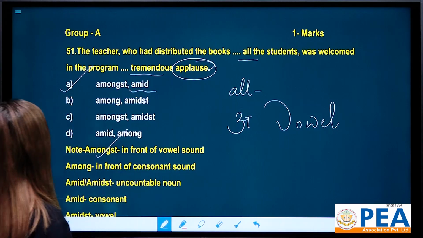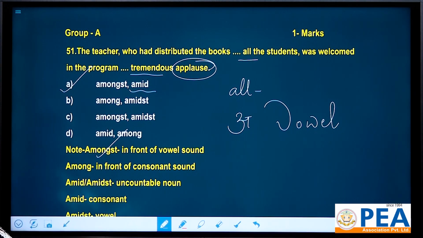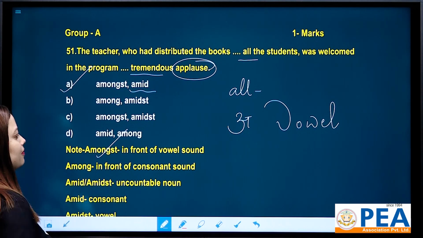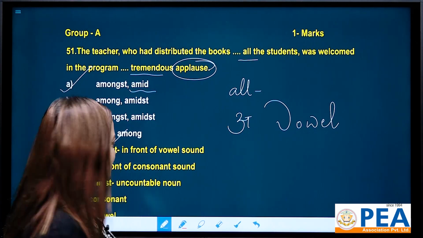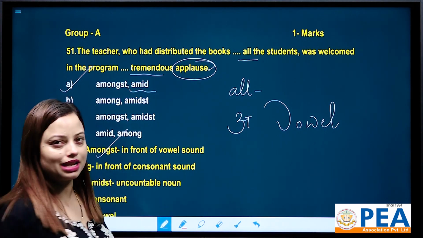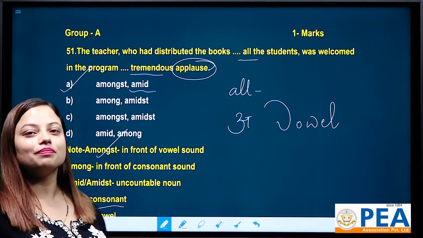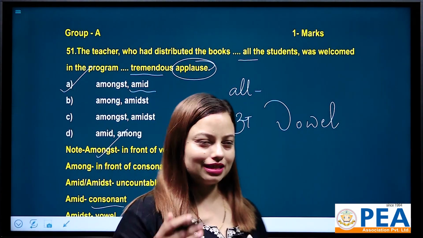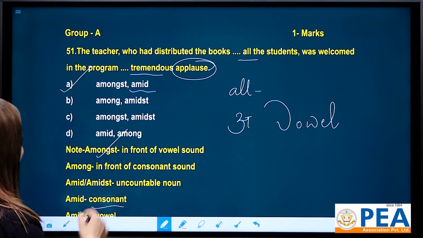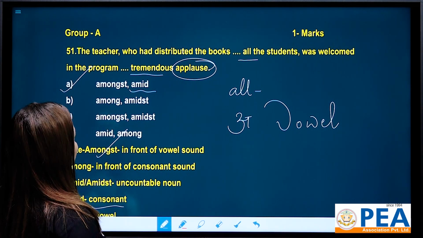Here you can see amongst, we keep this amongst in front of the vowel sound. Likewise, among in front of consonant sound, and amid or amidst in front of uncountable noun. Amid consonant, amidst vowel sound. Okay, that's why here the answer is none other than number A.